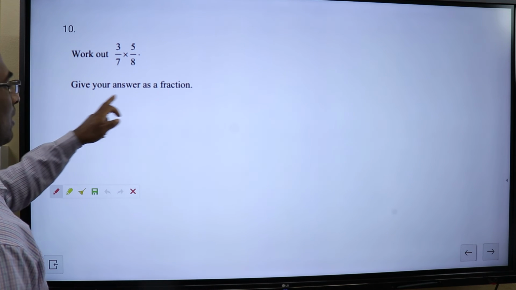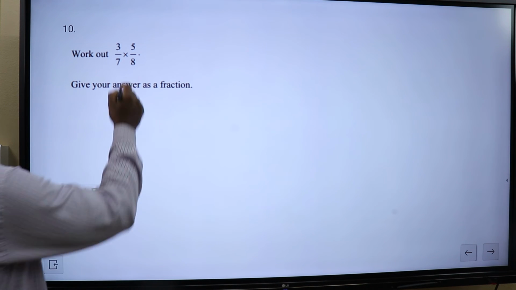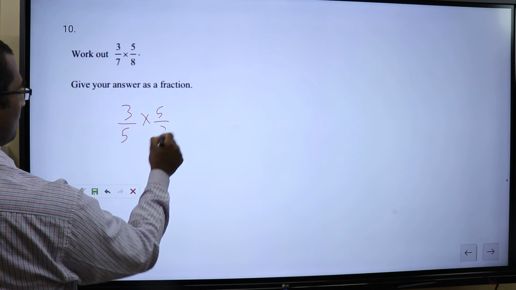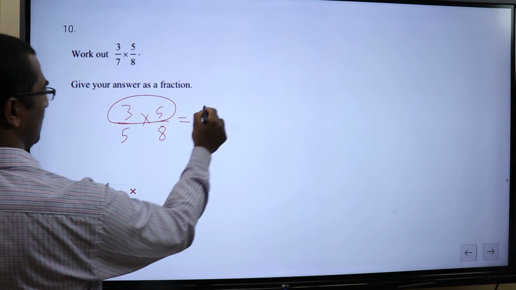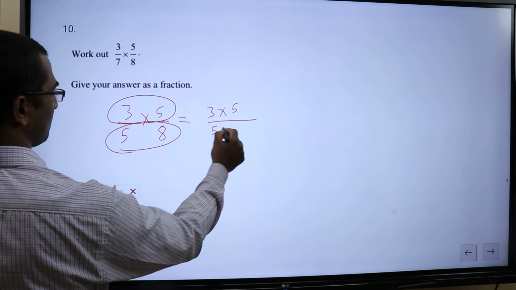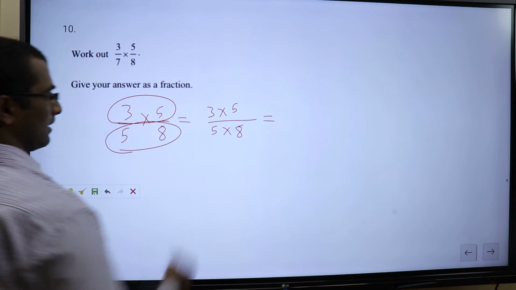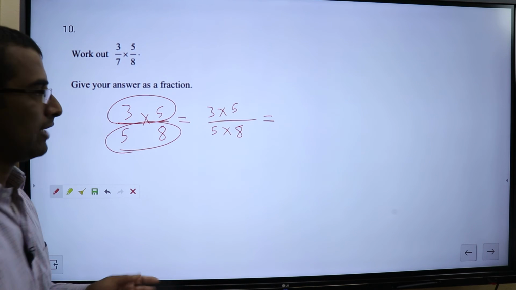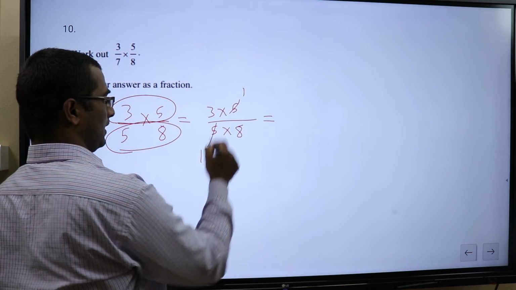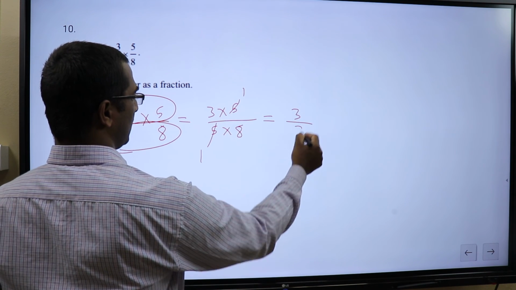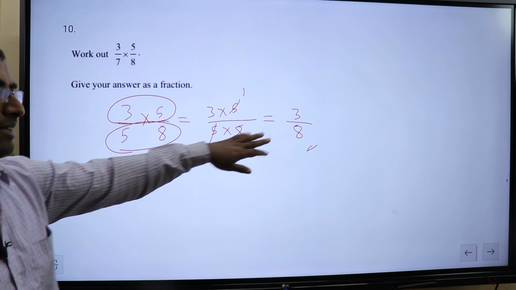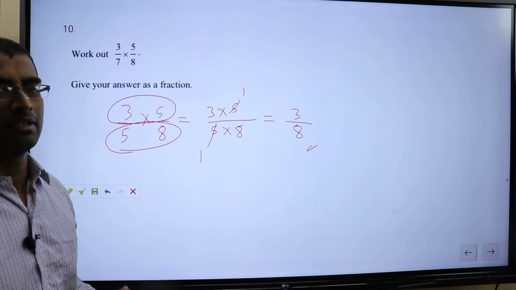Work out this, giving your answer as a fraction. So here I don't need to convert anything. Directly, numerators you write here. Denominators you write here. Now see, is there any chance of cancelling out anything? I can cancel out 5 and 5. So 3 into 1 is 3, 1 into 8 is 8. That's it. He didn't tell us to make it a mixed number, it's a proper fraction, so we stop there. Okay. Next one.